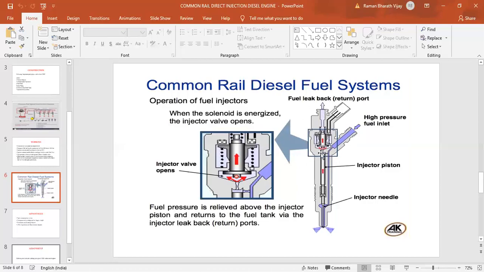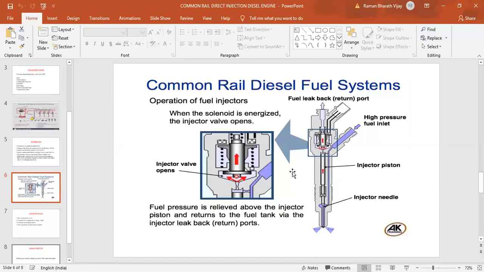What happens when the fuel goes outside like this? Here the pressure will be low, because the high pressure comes here and goes out. When the pressure is low here and high pressure is there, the piston moves upwards. When the piston moves upwards, fuel goes out, so fuel is injected into the cylinder.